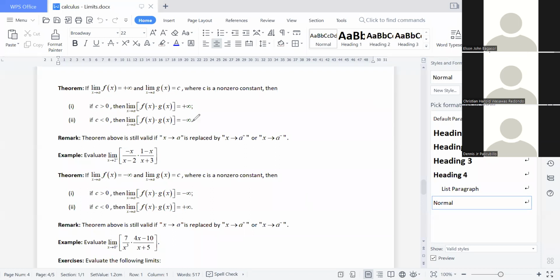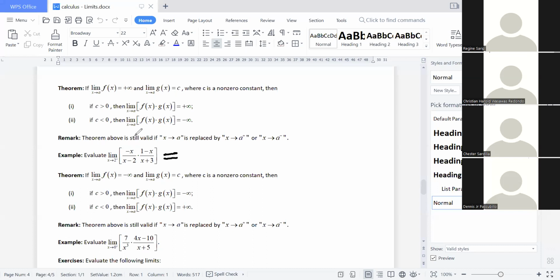Let us consider this one. What is the limit of this portion? Negative 2 over 0. Negative 2 over 0. So let us be precise. What should be the answer?